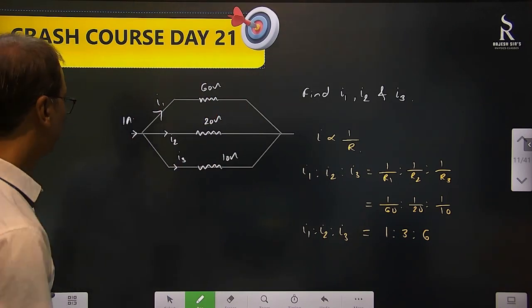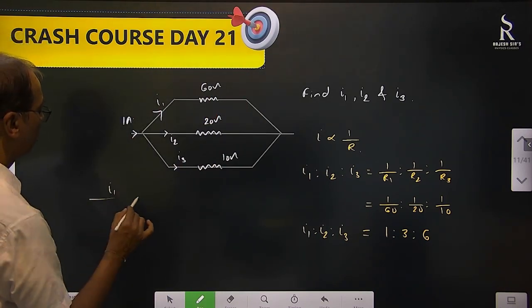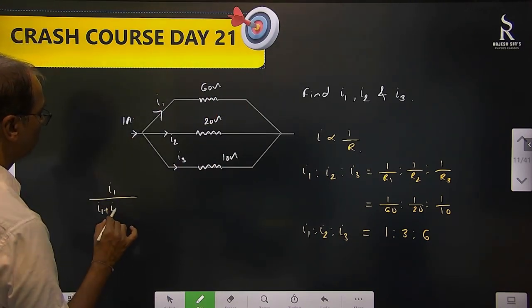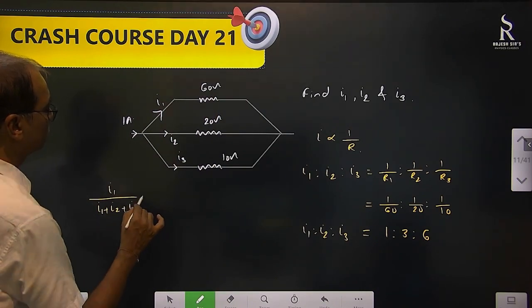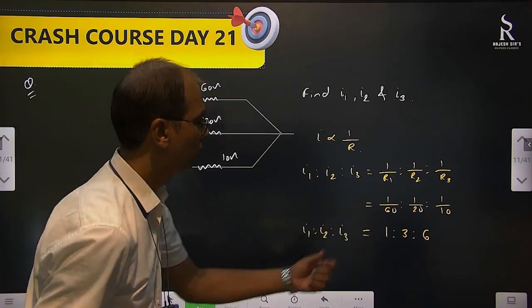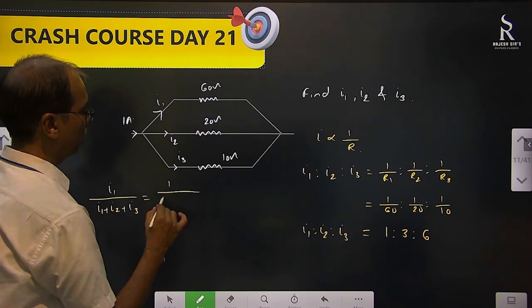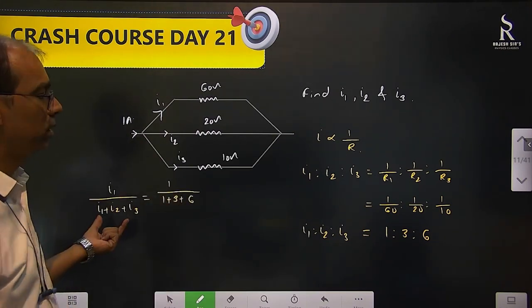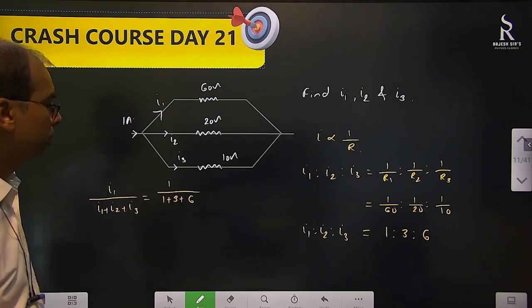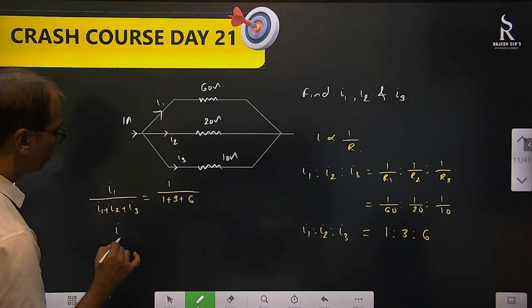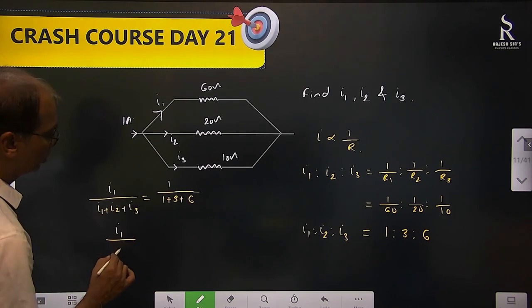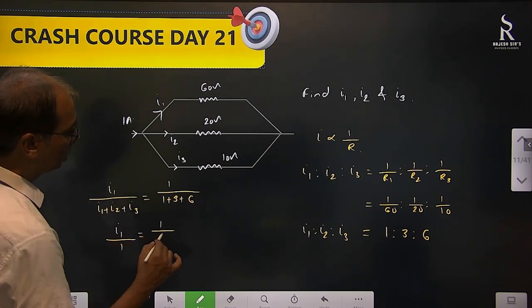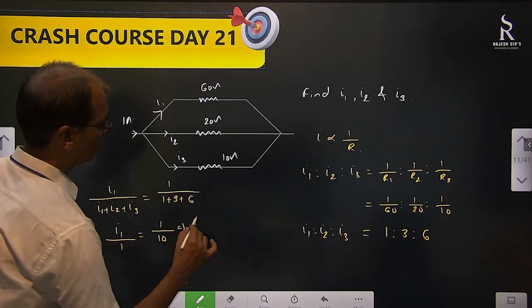Now what shall I do? So I1 by I1 plus I2 plus I3 equal to what? 1 by 1 plus 3 plus 6. Correct. What I did in the left side, same thing I have done in the right side. So I1 I have to find. What is I1 plus I2 plus I3? 1 ampere. So here it is 1 by 10. So what is I1? I1 is 1 by 10.